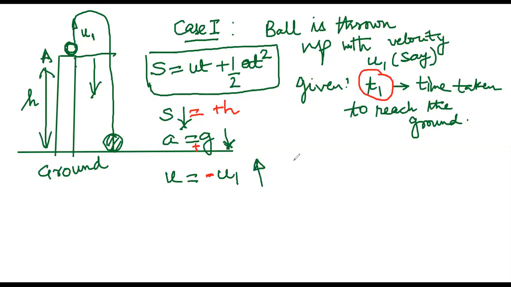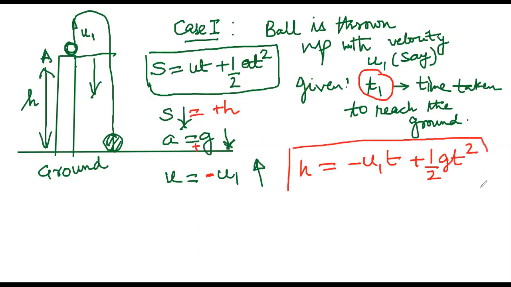So next, what happens? Over here, if I put the values in my original equation, I will get h equals minus u1t plus half gt square. So this is your first equation. So h equals minus u1t plus half gt square. This is my first equation.